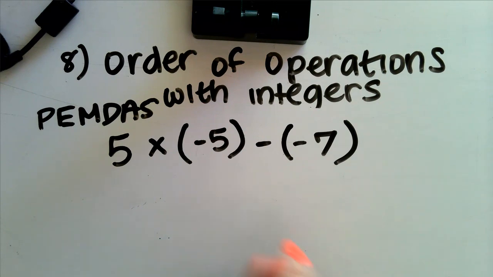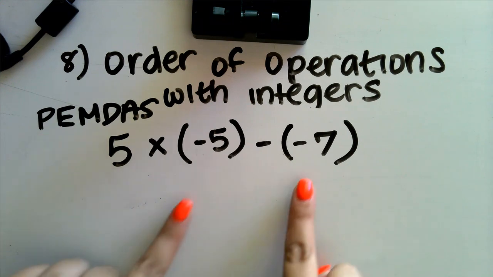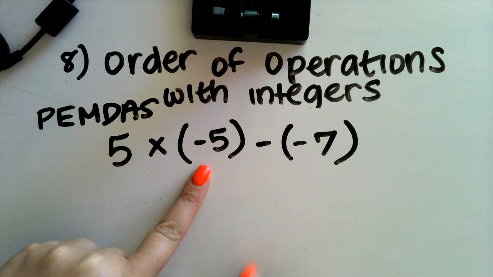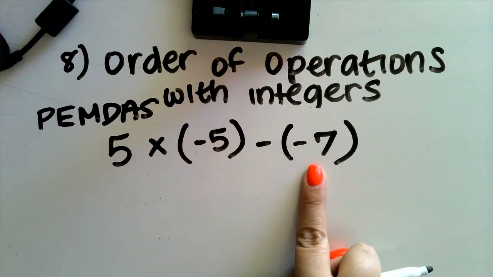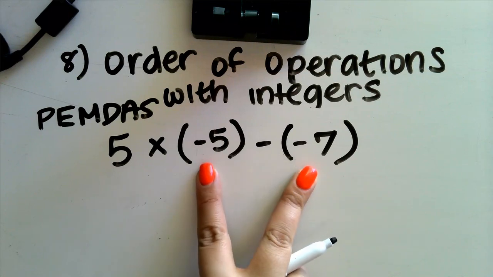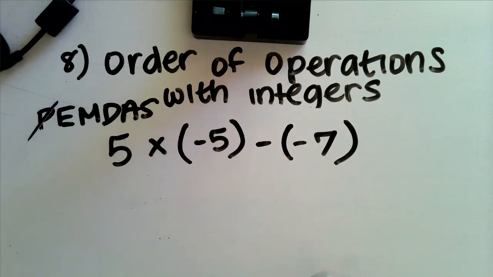So think about this. First up, our first thing is parentheses. I want you guys to see that we have two different sets of parentheses going on. However, inside of our first set of parentheses is just a -5. There's no operation going on in there at all. And same thing with our -7. So we see that there's no operations happening inside of our parentheses, so we are done with the P.